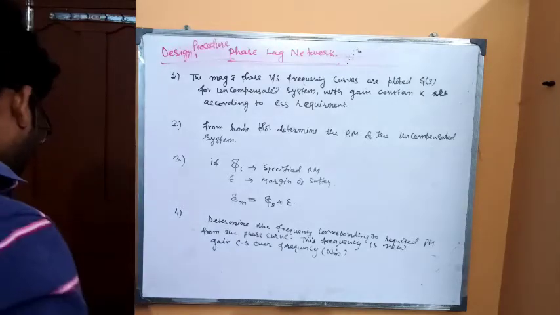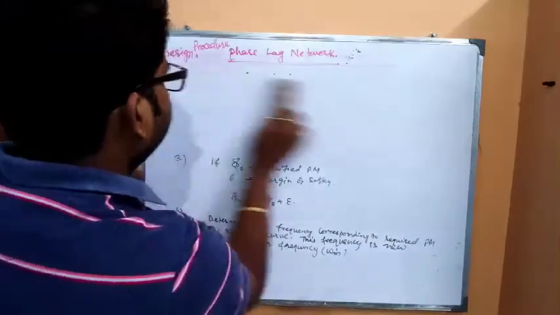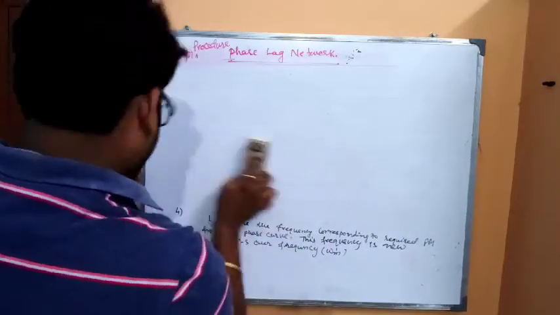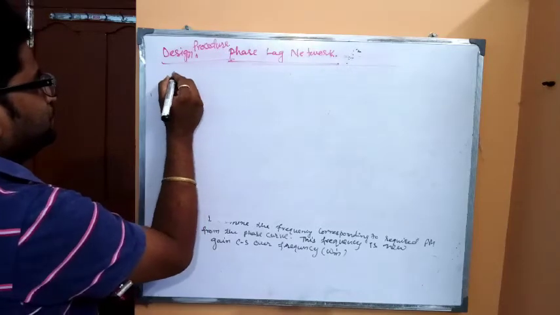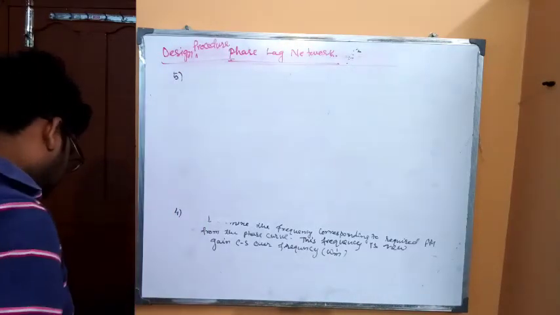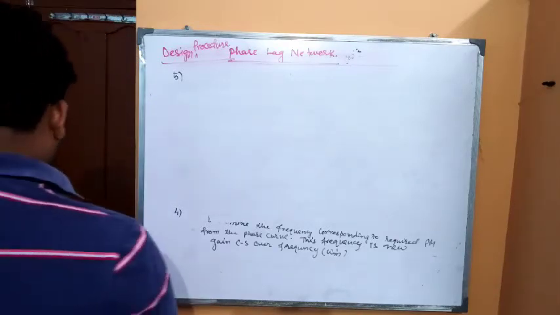Now the fifth step: the magnitude curve is brought down to 0 dB.